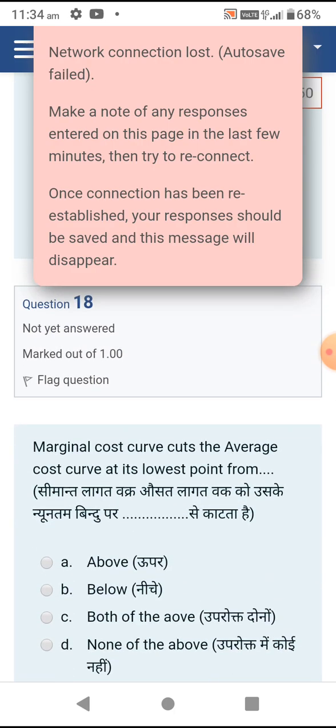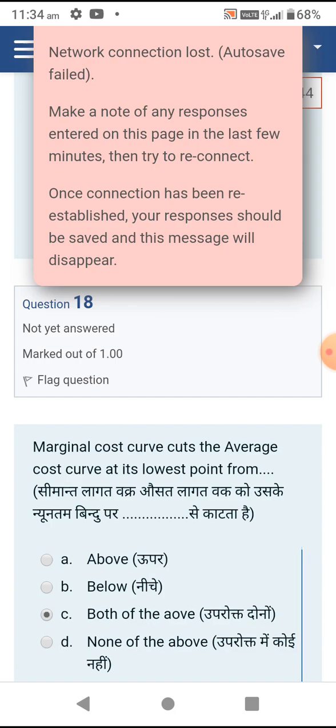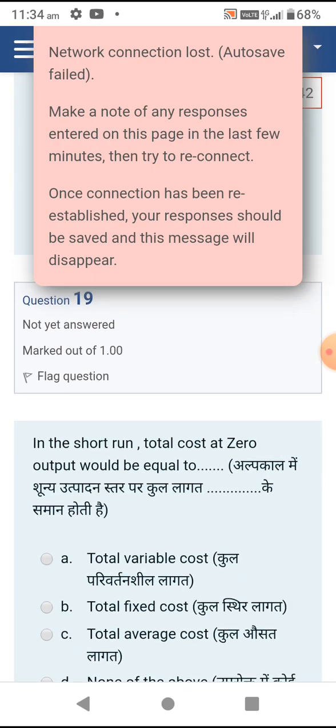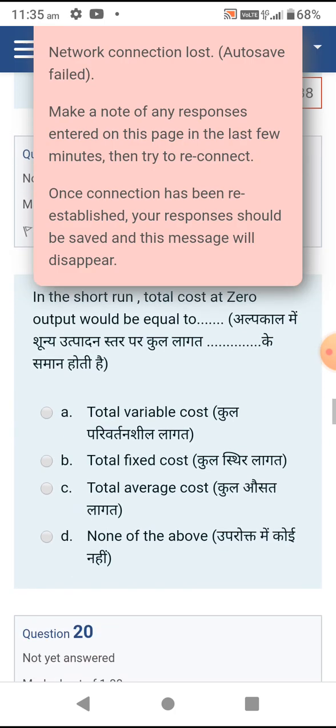Marginal cost curve cuts the average cost curve at its lowest point from above, below, both of the above, none of the above. In the short run, total cost at zero output would be equal to total variable cost, total fixed cost, total average cost, none of the above.